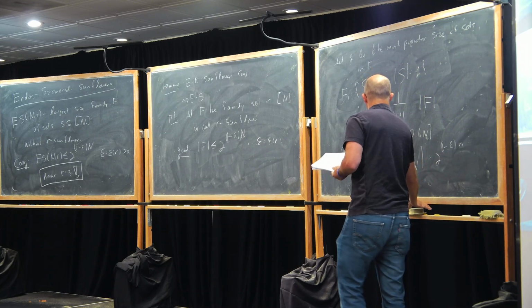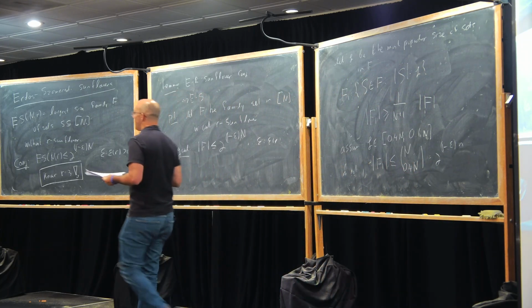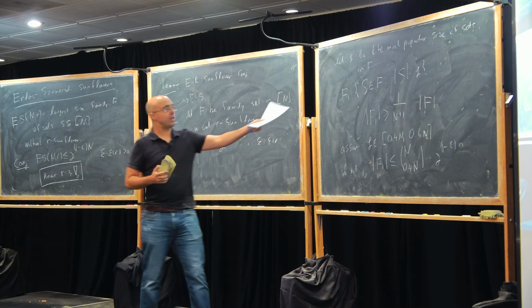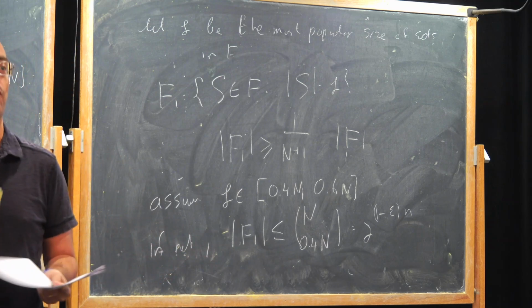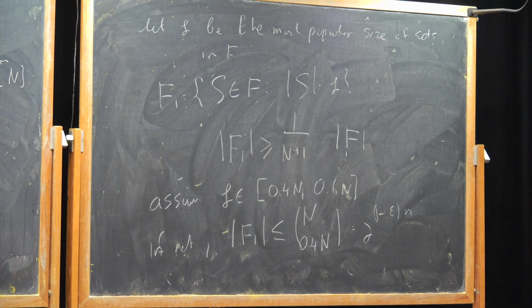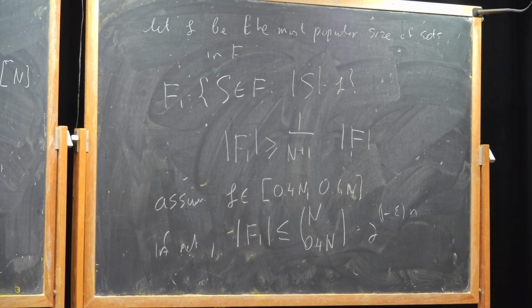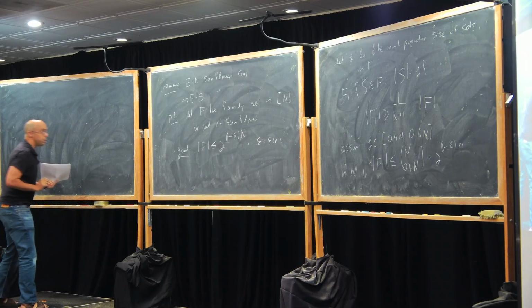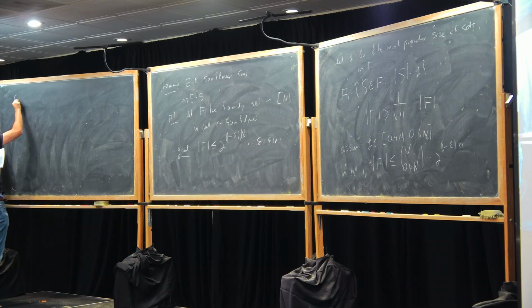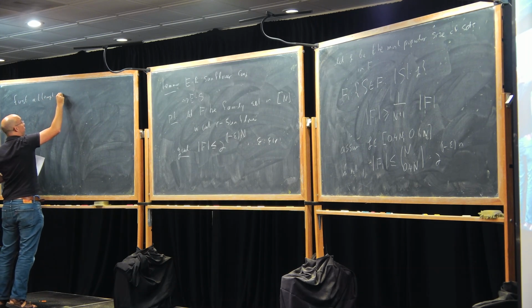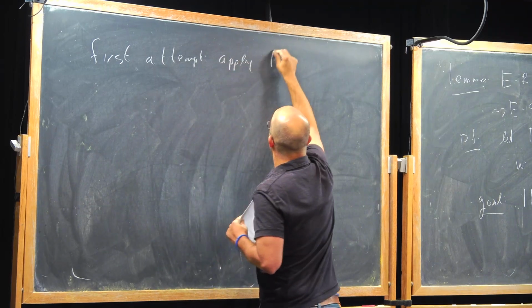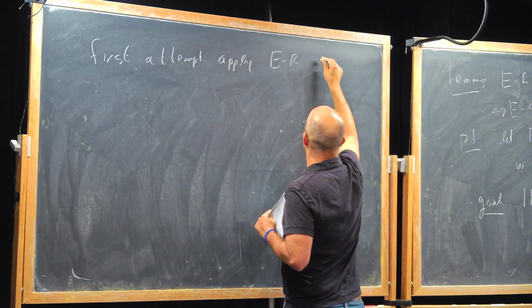Good. So one thing you might want to do directly is say, well, now we have a family of sets all of the same size S. Maybe we can just directly apply Erdos and Rado. So we're going to try it, we're going to fail, and then we're going to see how to fix it. The first attempt will be to apply Erdos and Rado directly.